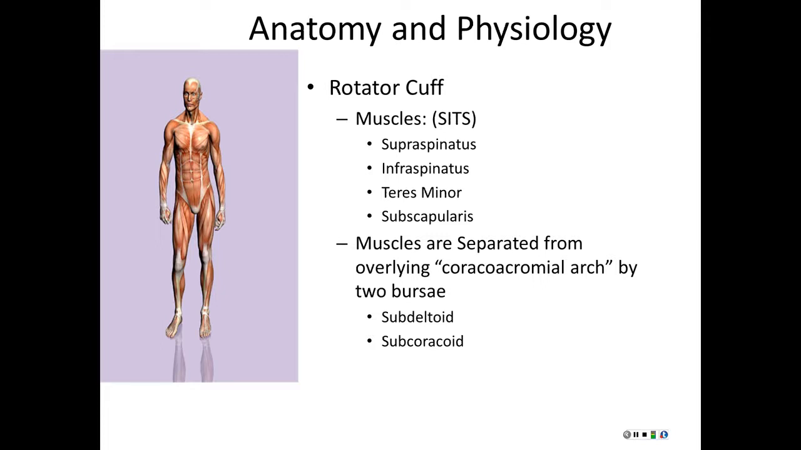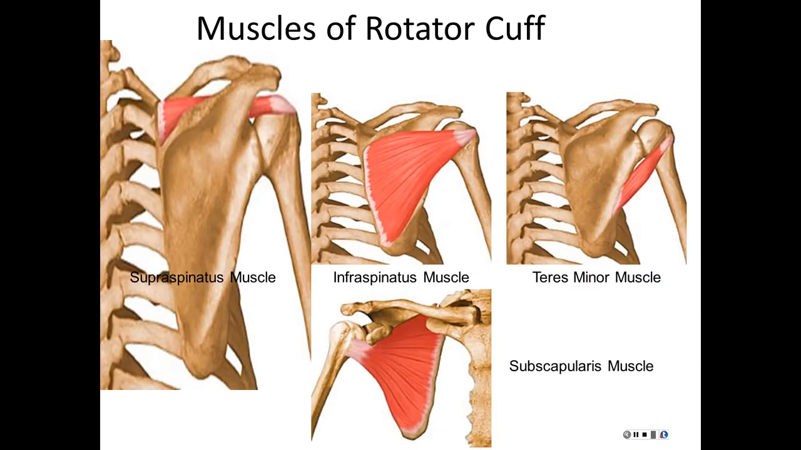On the rotator cuff, you've got several muscles in that area, and the easy way to remember them is SITS: supraspinatus, infraspinatus, teres minor, and subscapularis. The muscles are separated from the overlying coracoacromial arch by two bursae, and I showed you a picture of that earlier. So here are the muscles of the rotator cuff that you're looking at and where they're at.